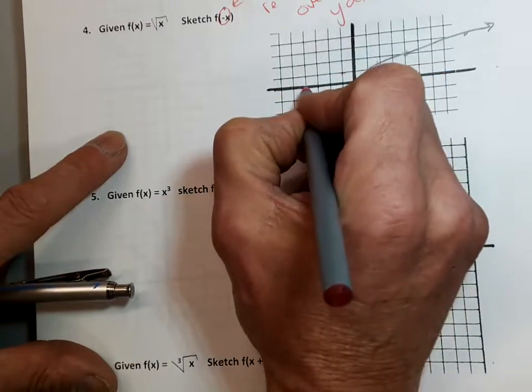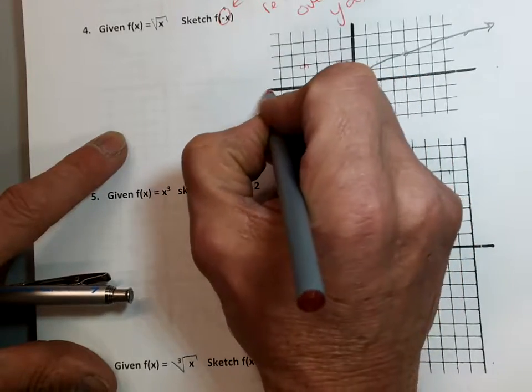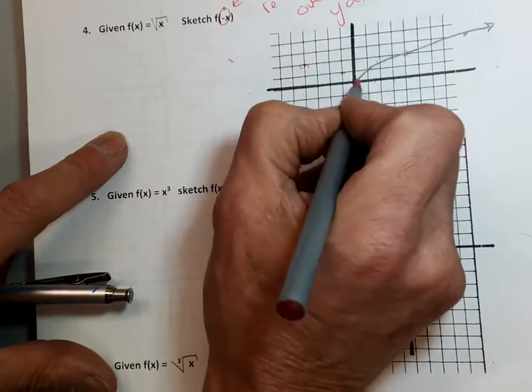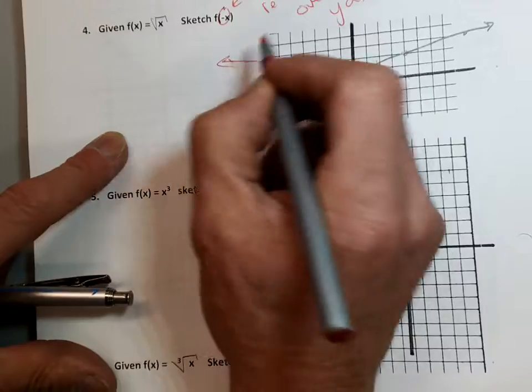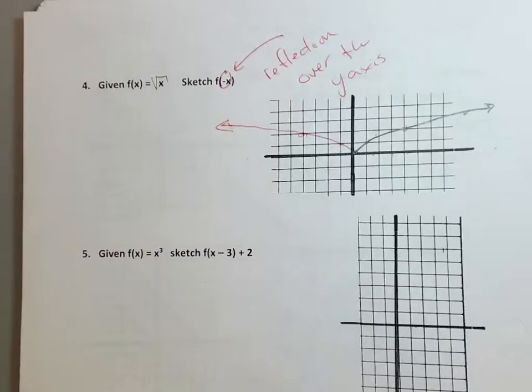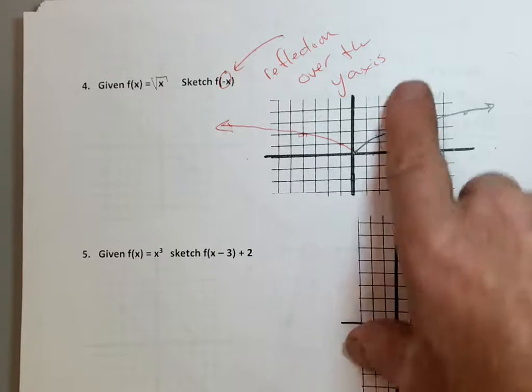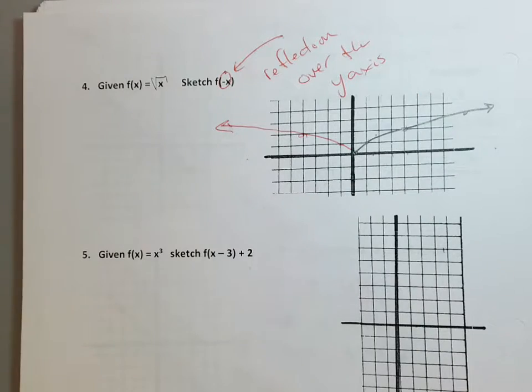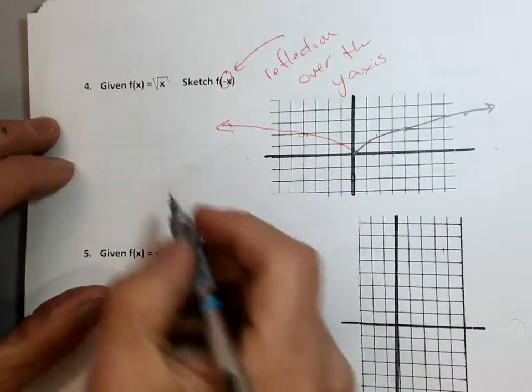Okay, so my graph is going to go like this. 1, 2, 3, 4, 5, 6, 7, 8, 9. So my graph's going to go like that. There you go. Okay, so if it's f of negative x, my x's become negative. If my x's become negative, then they have to go to the other side, the negative side of the x-axis, which is a reflection over the y-axis. Okay, thumbs up.